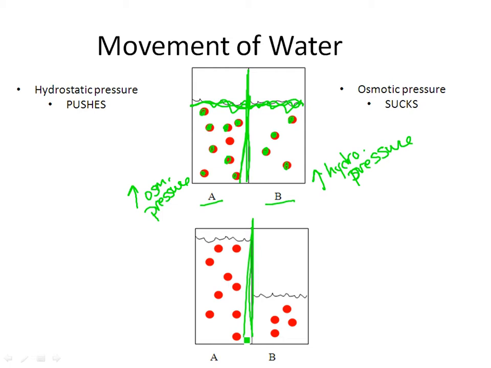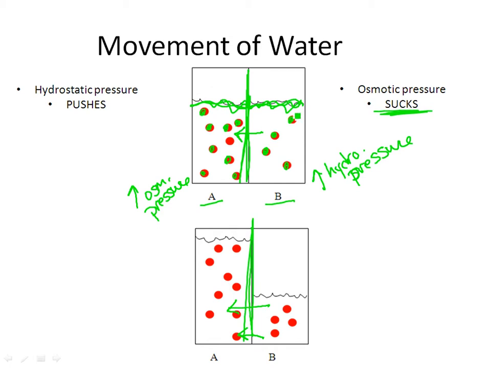So if you look at these two diagrams again, side B has higher hydrostatic pressure. So it's going to push water from side B to side A. So water is leaving B and going to A. Now side A has higher osmotic pressure. Osmotic pressure sucks. So it's going to suck water from where there is lower osmotic pressure to where there's higher osmotic pressure. So side A is sucking water from side B. So these two forces work together to move water across body cells. This is how things are moved across those capillary beds.